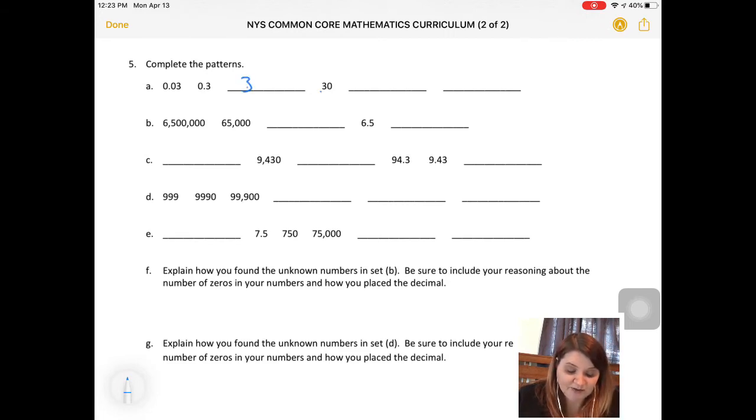3 times 10 is 30. 30 times 10 would be 300. 300 times 10 would be 3,000.